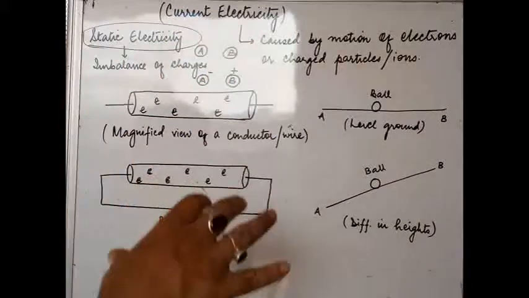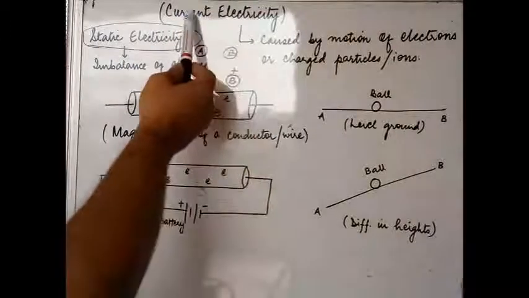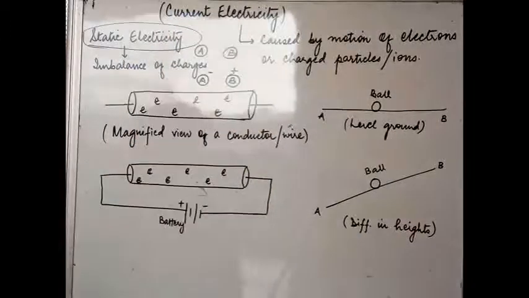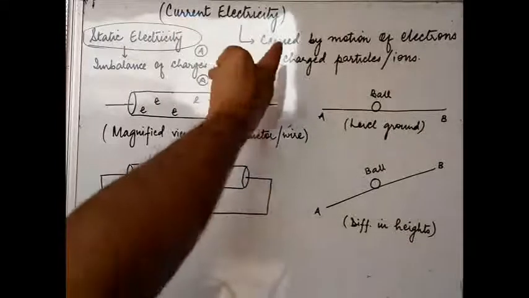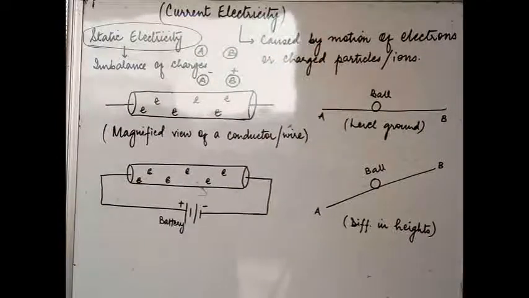But in this particular chapter, we are going to discuss mainly current electricity, or the current, which is the rate of flow of electrons or rate of flow of charge. So the essential, important word here is the motion of electrons. The motion of charged particles is caused by the continuous flow of electrons or the charged particles.